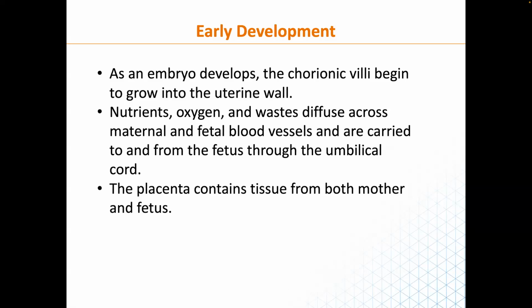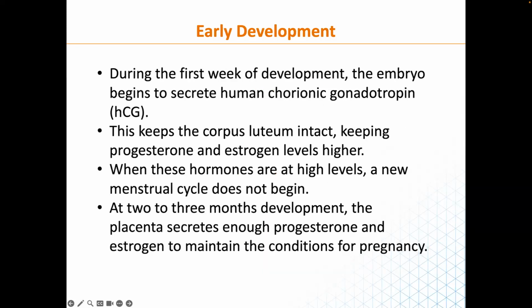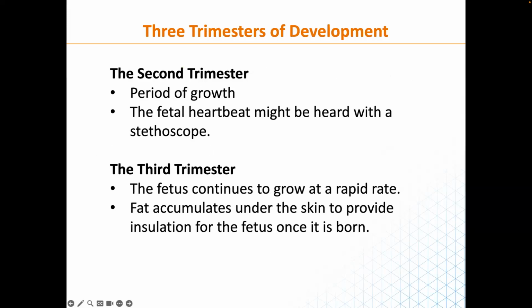So yesterday we talked about the placenta and the early development. We talked about the first trimester, so we're going to move on to the second trimester today. The second trimester is a period of growth. This is the time when the fetal heartbeat might be heard with a stethoscope. And in the third trimester, the fetus continues to grow at a rapid rate.